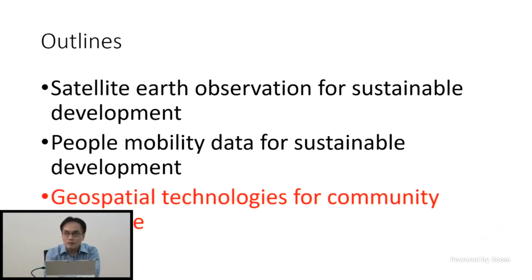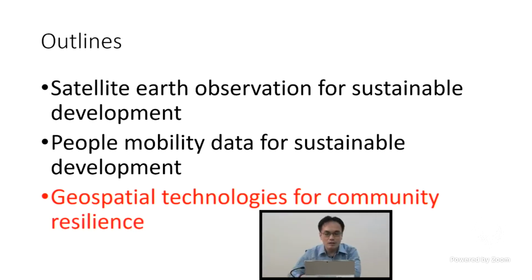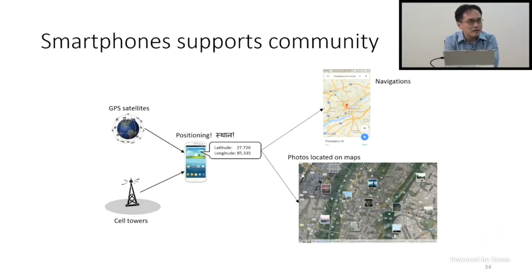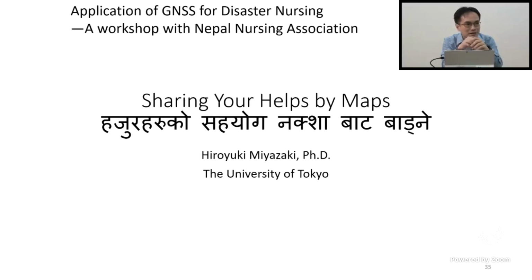The last topic is geospatial technologies for community resilience. I have been studying geospatial technology for disaster risk management, and recently I think the smartphone is a real breakthrough technology for disaster response, as such a very small device has communications, a camera, and positioning, which are very useful in disaster response. I have worked in Nepal, giving capacity development on the use of smartphones and ICTs for disaster response, focusing on disaster nursing together with the Nepal Nursing Association.